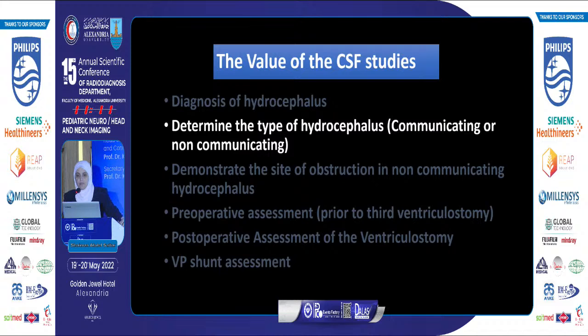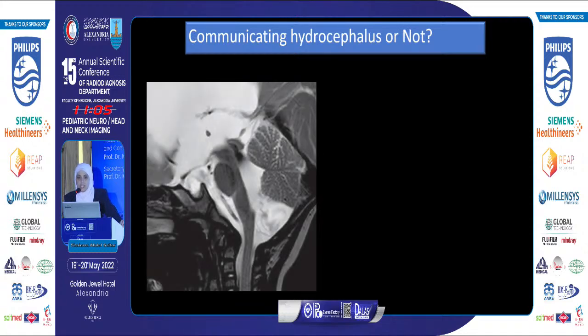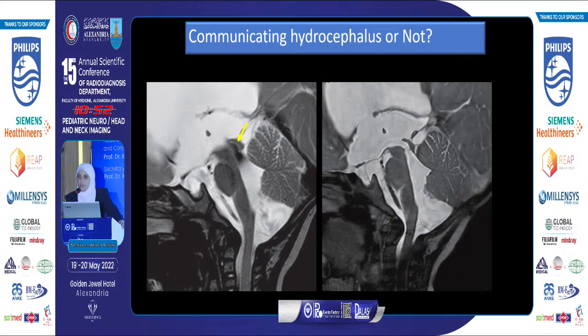Second, CSF flow studies can determine the type of hydrocephalus, whether it's communicating or non-communicating. This case of conventional 2D T2 weighted image is showing flow artifacts through the aqueduct, meaning there is accelerated flow within the aqueduct. This goes with communicating hydrocephalus. However, we should confirm by thin sections 3D high resolution T2 weighted image.